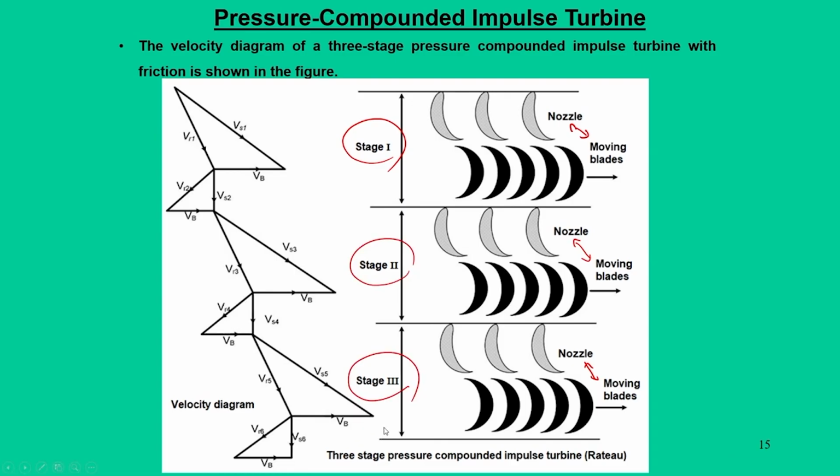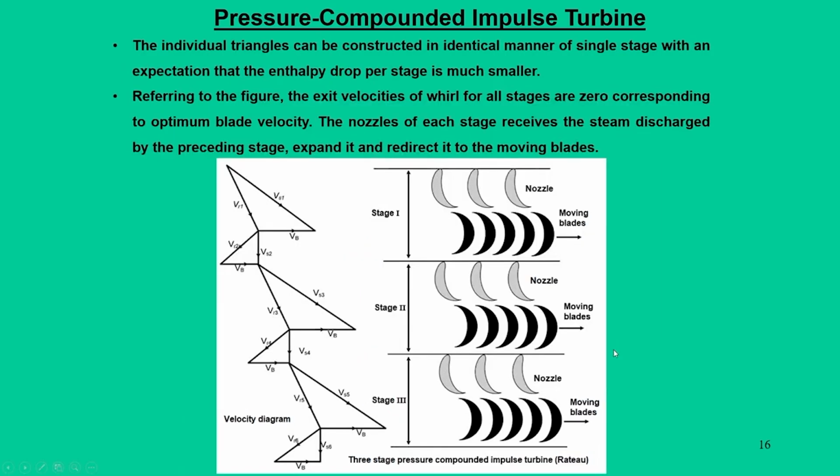So, in other words, we can say that each of these can be viewed as a single stage impulse turbine, and correspondingly their velocity diagram is drawn, and this turbine we call a rate 2 turbine. And finally, the significant point that we need to emphasize here is that the exit velocity of fluid for all the stages is 0, which corresponds to optimum blade velocity.